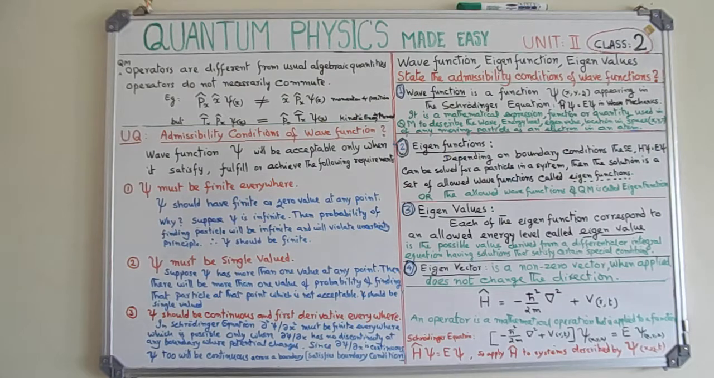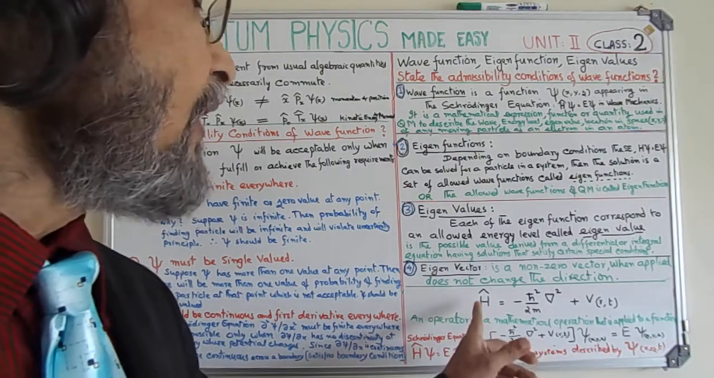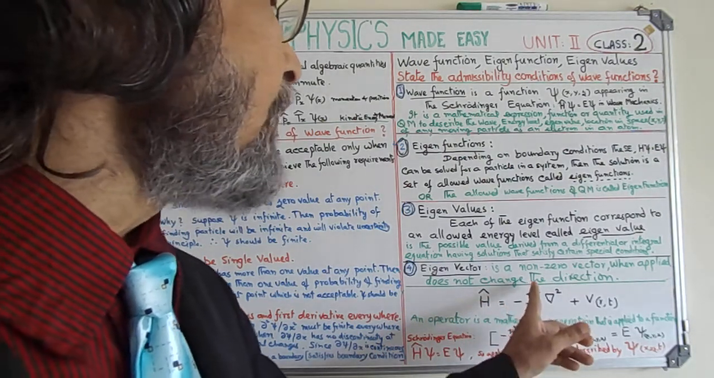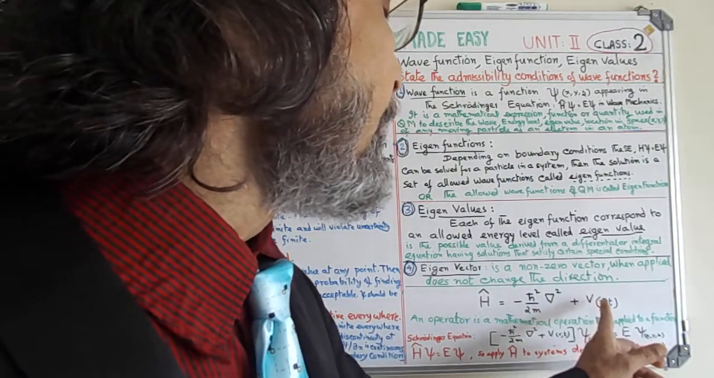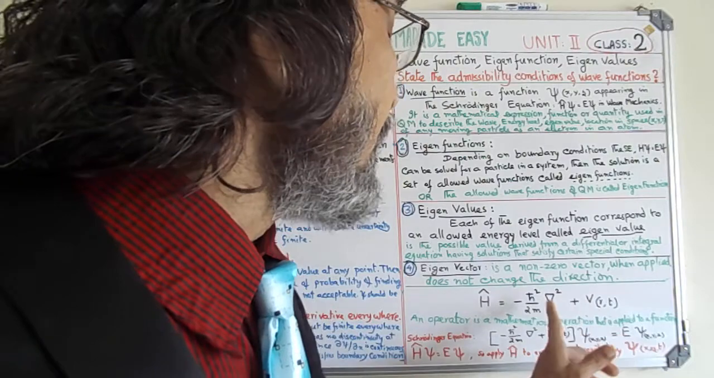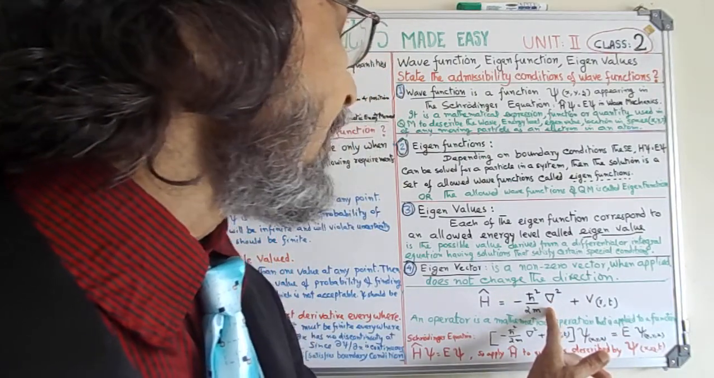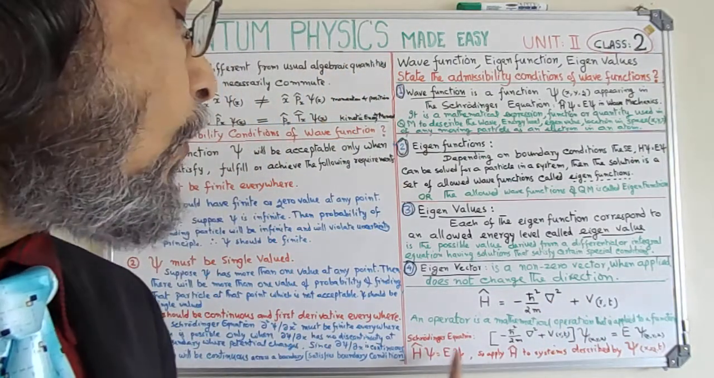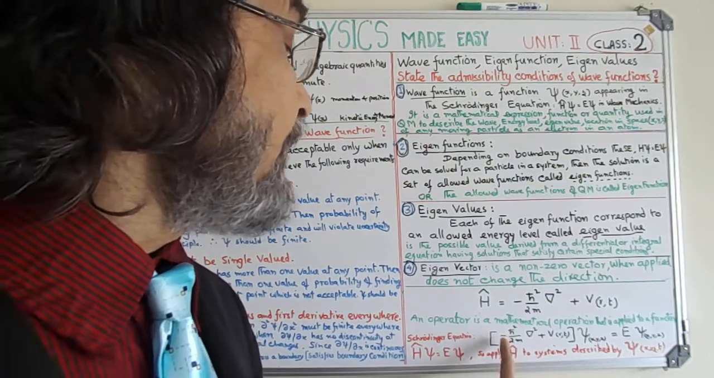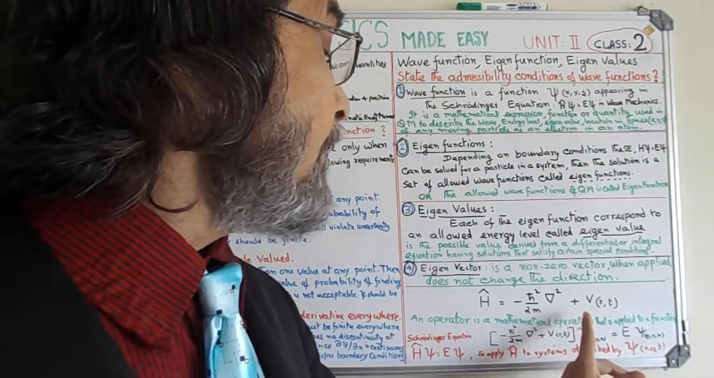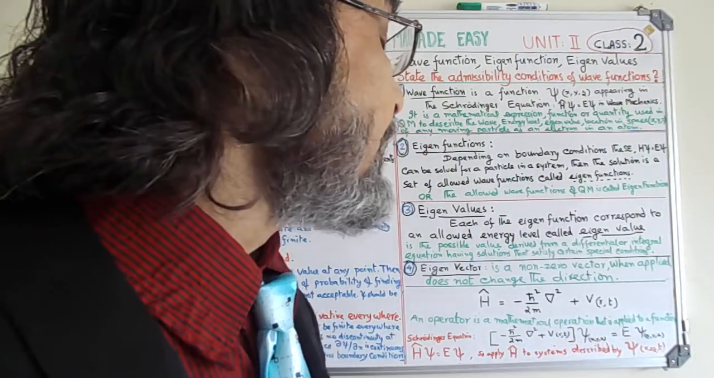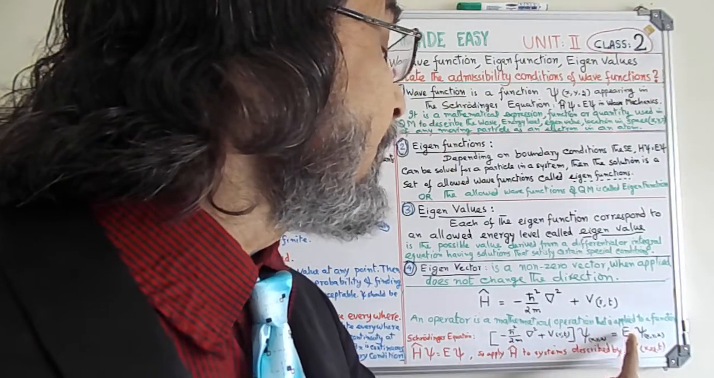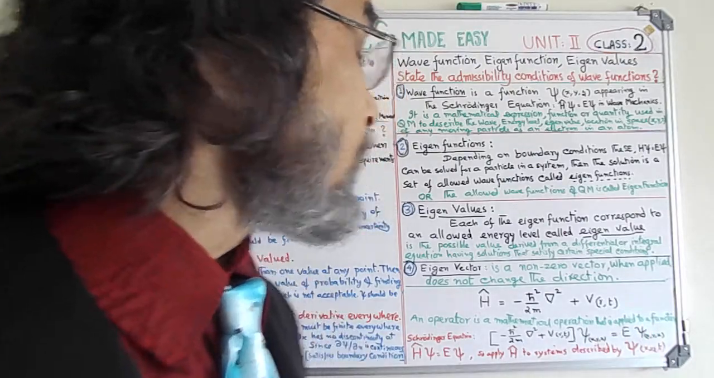So before proceeding further, just to recall, we have H cap is equal to minus h cross square by 2m del square plus V, the potential energy of r, t. The first term is called kinetic energy. And the Schrödinger equation is H cap operating on psi(x,y,z) is equal to E psi(x,y,z).